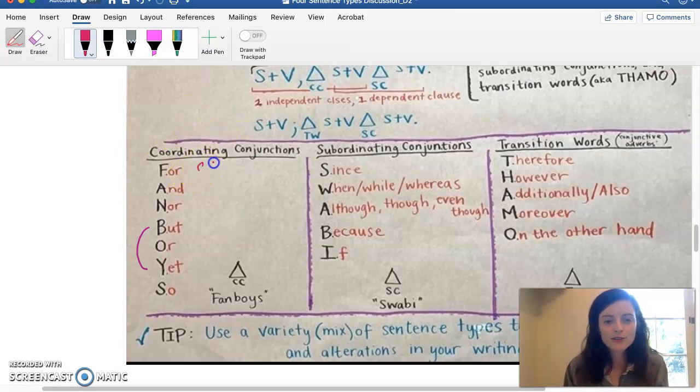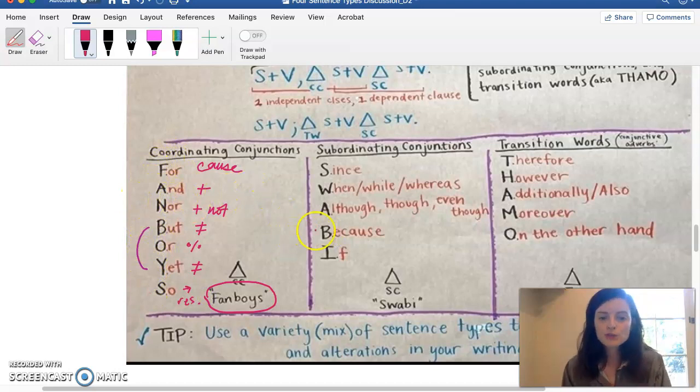For introduces a cause, and introduces addition, nor means and not, but means opposition, or means choice. Yet actually means the same thing as but when it's functioning as a conjunction, coordinating conjunction, and so introduces a result, okay? And we use the acronym fanboys to stand for what those words are to help us remember them. But we use them in compound sentences, okay?